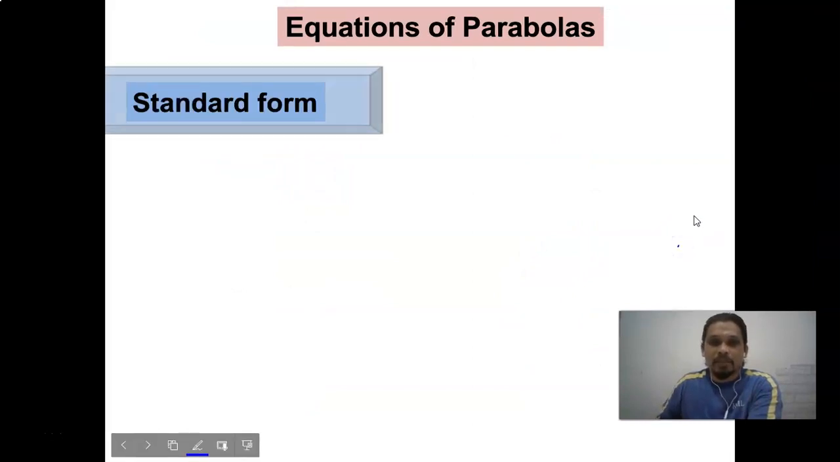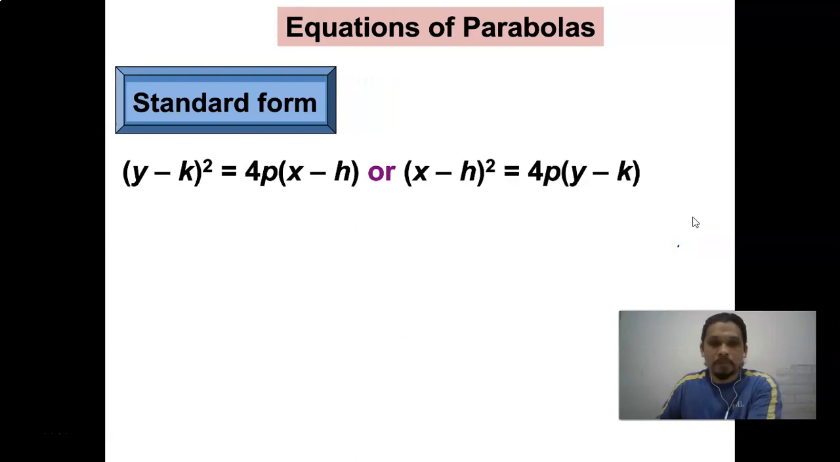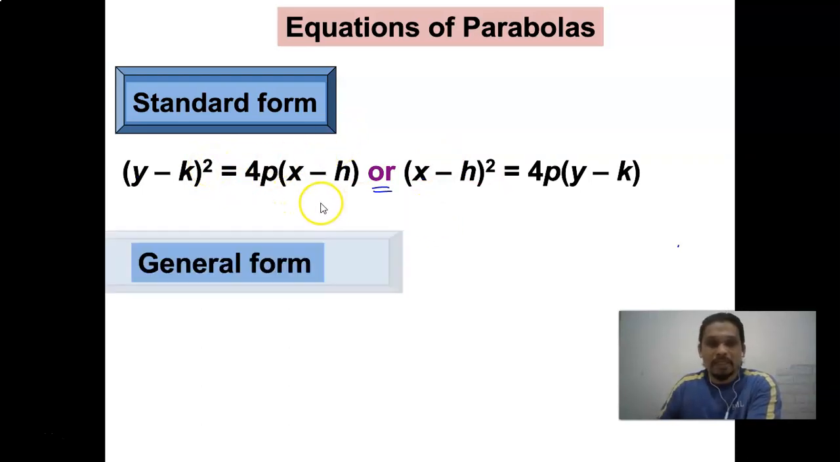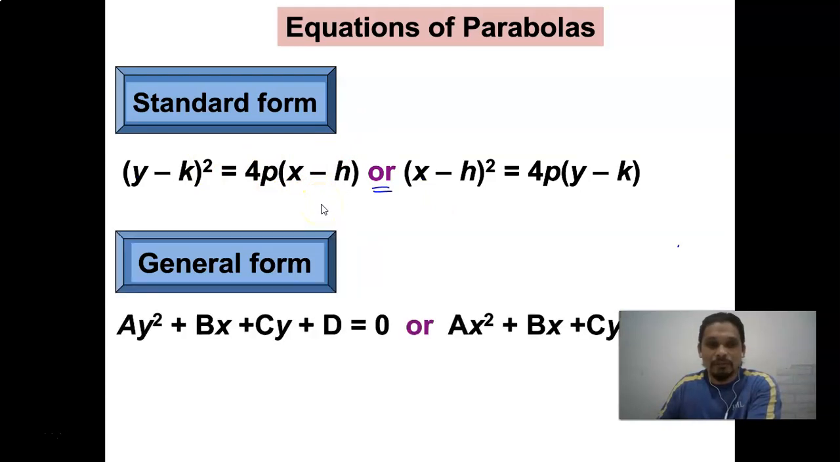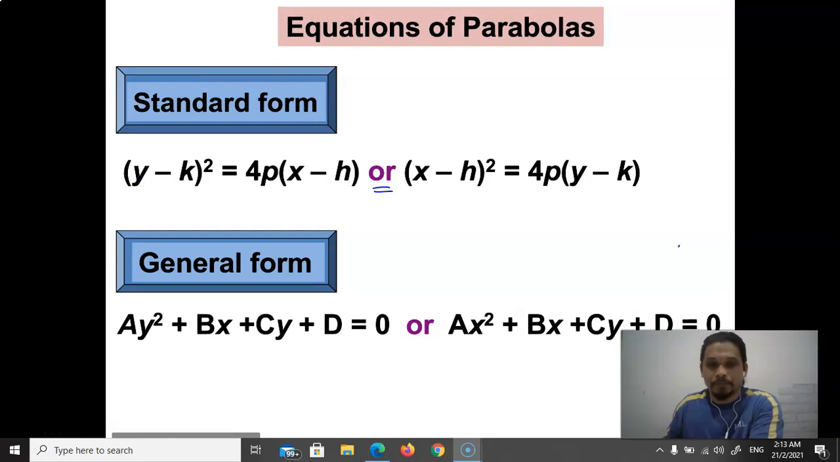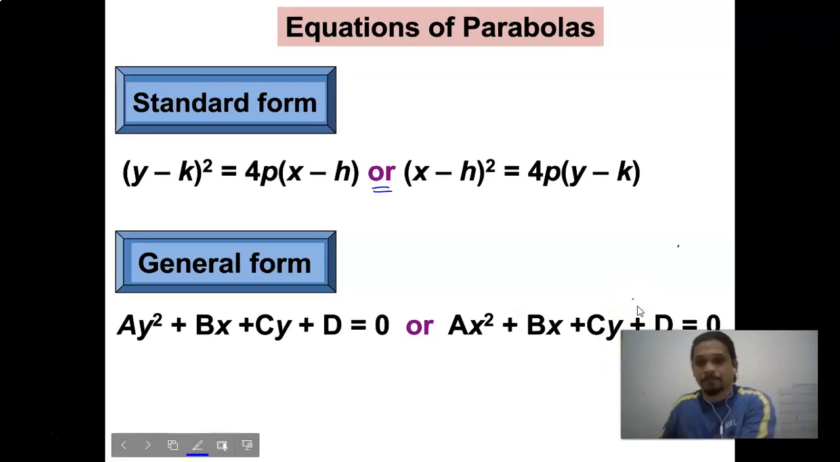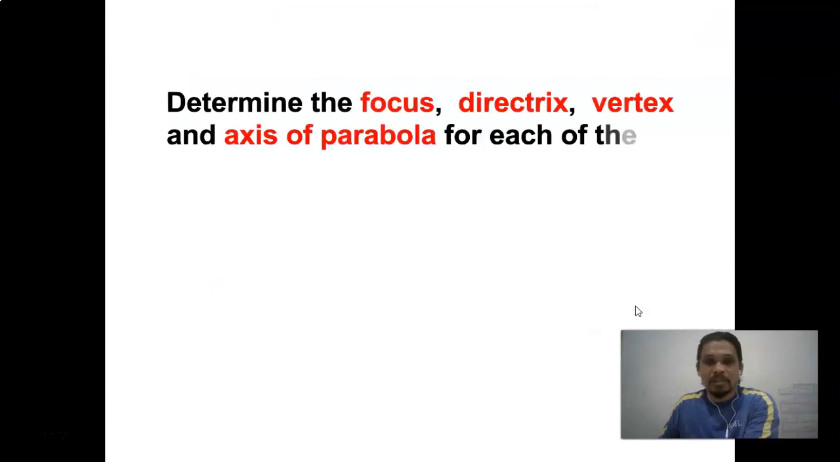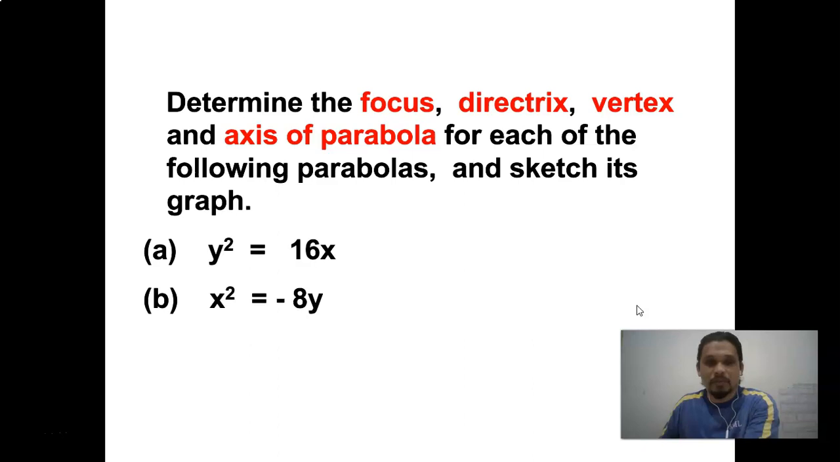So, the equation of parabolas in the standard form. At one time there is only one variable, either x or y, with a degree of 2. It cannot be both x and y to the power of 2 at the same time. No, it's only one. This is the standard form and the general form. There you go. Now, determine the focus, directrix, vertex, and axis of the parabola for each of the following.